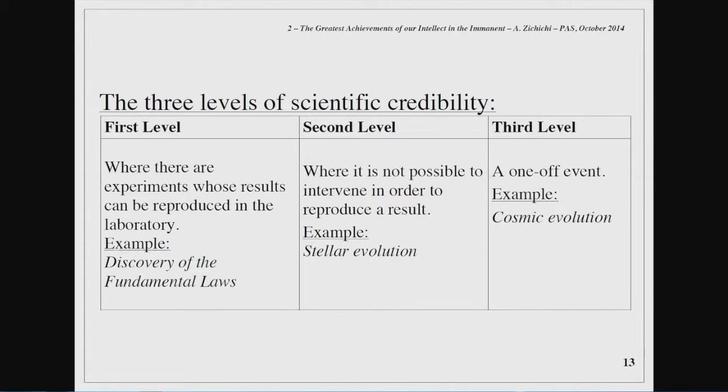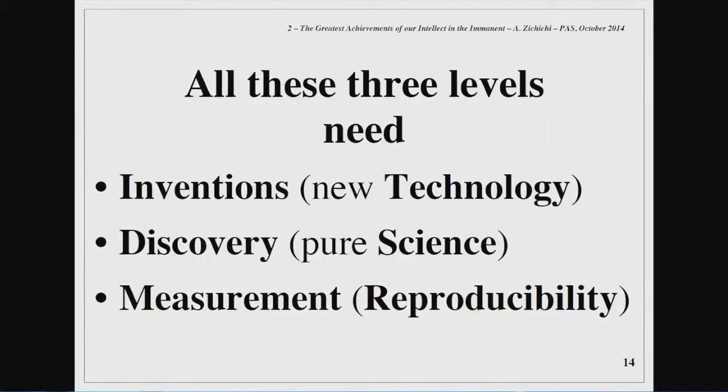The third level, like the cosmic evolution. Because whatever mathematical formulation you make in order to describe the cosmic evolution cannot be in contradiction with what has been discovered at the first level. All these 3 levels need, attention please, inventions, discovery, and measurement.